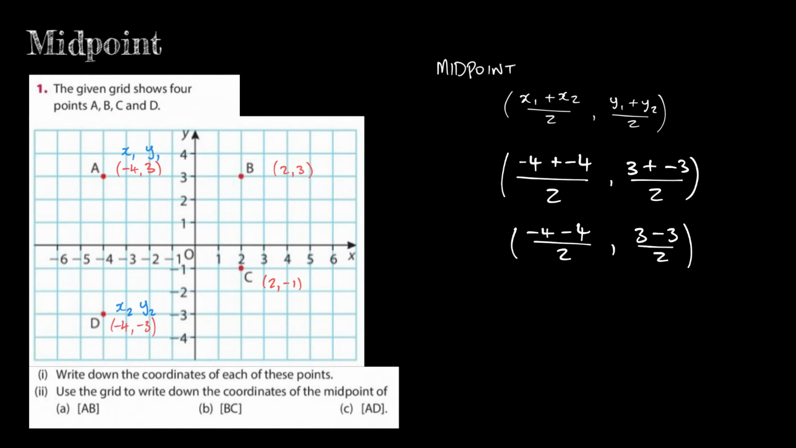Okay, so that'll give me -8 divided by 2. And this will give me 0 divided by 2. So that'll give me -4 and 0. So the coordinate that I'm looking at there is -4 and 0, and that is here. So that's -4 and 0.